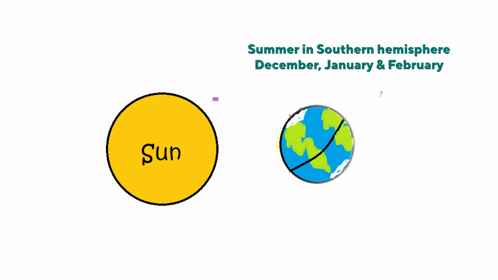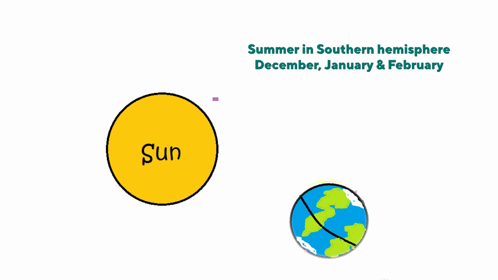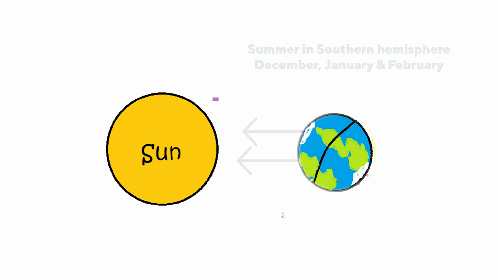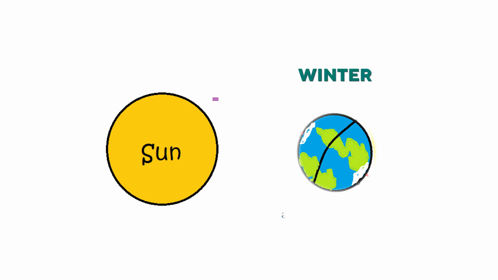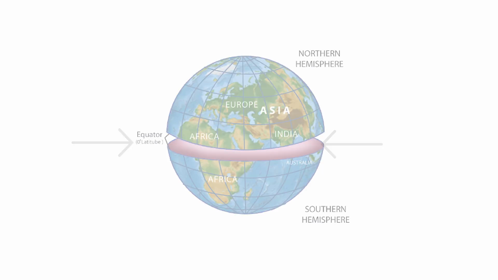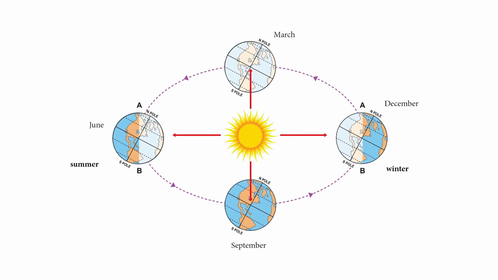In the months of December, January, and February is when the southern hemisphere is tilted towards the sun, and they have summer during those months. And the northern hemisphere faces winter during those 3 months. The region near the equator gets the same amount of sunlight throughout the year. And that is why those countries have summer most of the year.